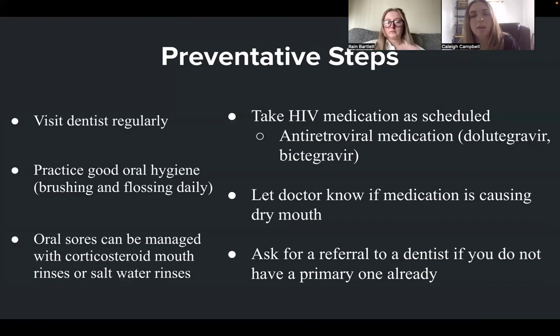And then they should take their HIV medication as scheduled. These are going to be antiretroviral medication, and those are just two examples. And then if that medication is causing dry mouth, they should let their doctor know, because that can increase their risk for caries and bacteria to build up in their mouth, which can be bad for periodontal disease and just their overall oral health. And then if they do not have a regular dentist they see, they can ask their doctor for a referral to one.